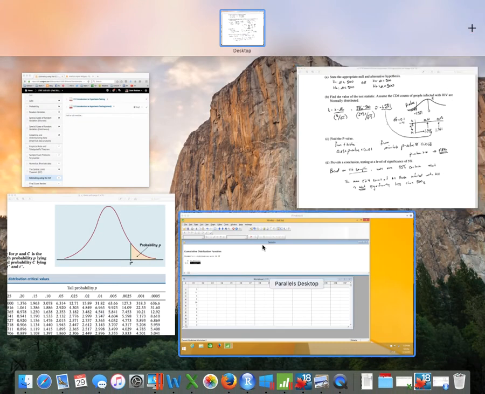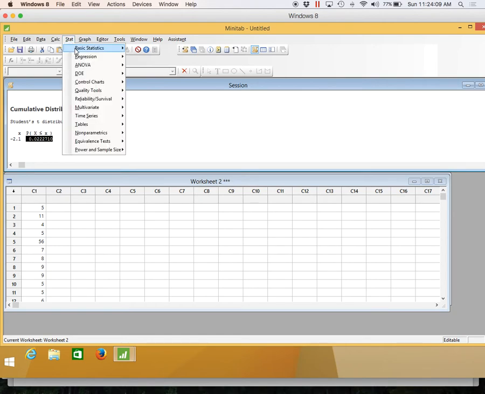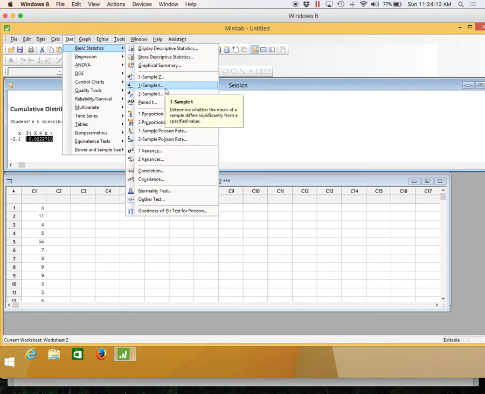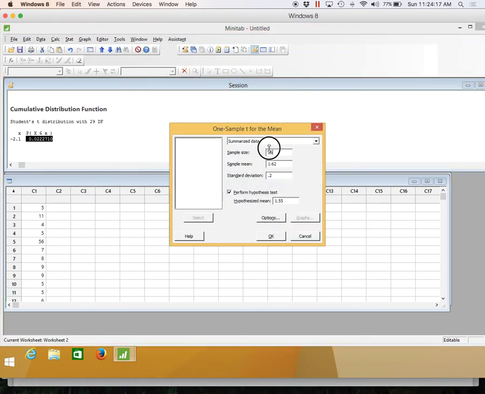In Minitab, how do you do this? Okay, here we go to Stat, Basic Stats, One-Sample t. Okay, I've got summarized data here in this case. My sample size is 15. My sample average was 386. The standard deviation was 279.2. And the hypothesized value was 500. I want to perform my hypothesis test, so I click on that, 500.